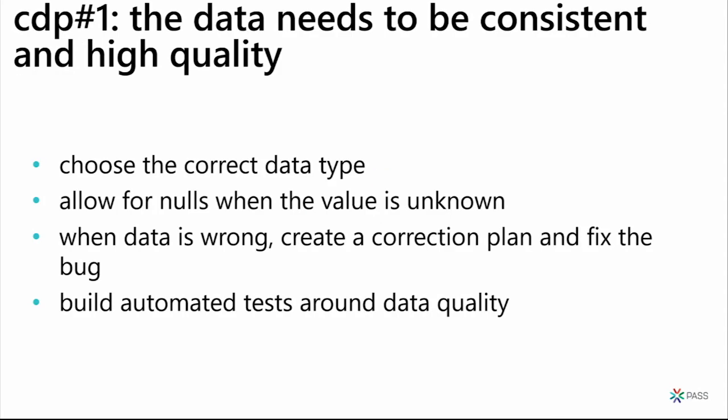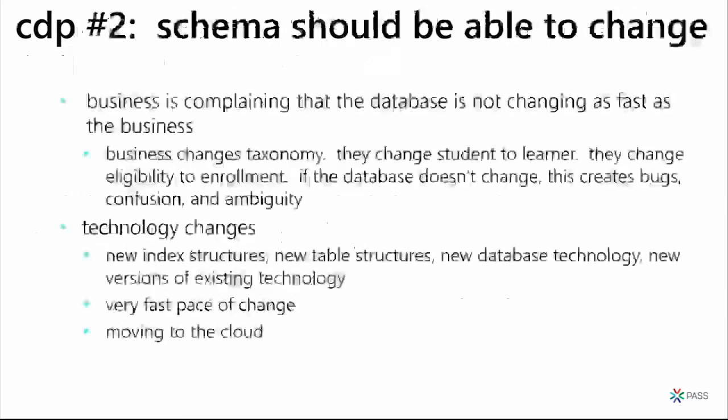Can we agree that the data needs to be consistent and high quality? Can we agree with that? Yes, that is very important. So we need to choose correct data types. We need to allow for nulls if the value is unknown. When data is wrong, we need to create a correction plan and fix it. And we need to have tests that are built around data quality, right? Do we agree with that? Yep, okay. All right, good. So think about that when we design schema.